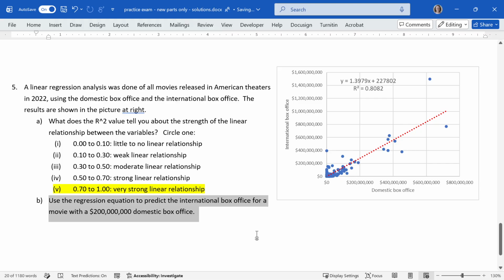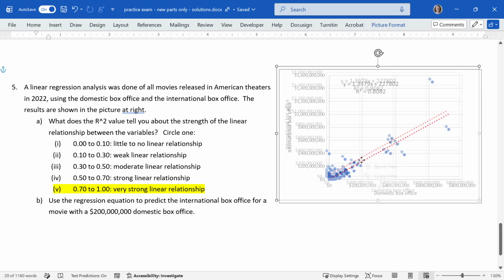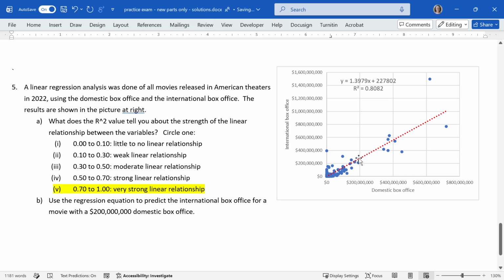Use the regression equation to predict the international box office for a movie with a $200 million domestic box office. So 200 on my x. So I'm looking at this point on the chart. It looks like the prediction should be about maybe 250, so like halfway to 300. Okay, so I'm going to use the equation.